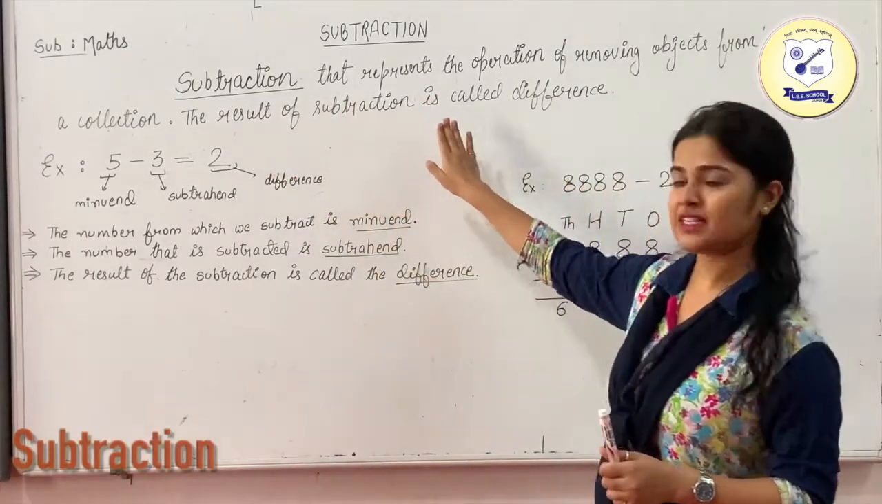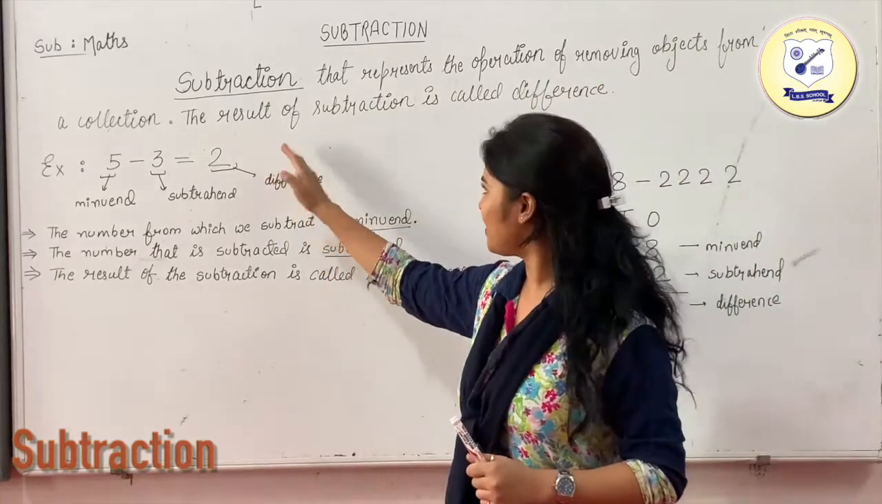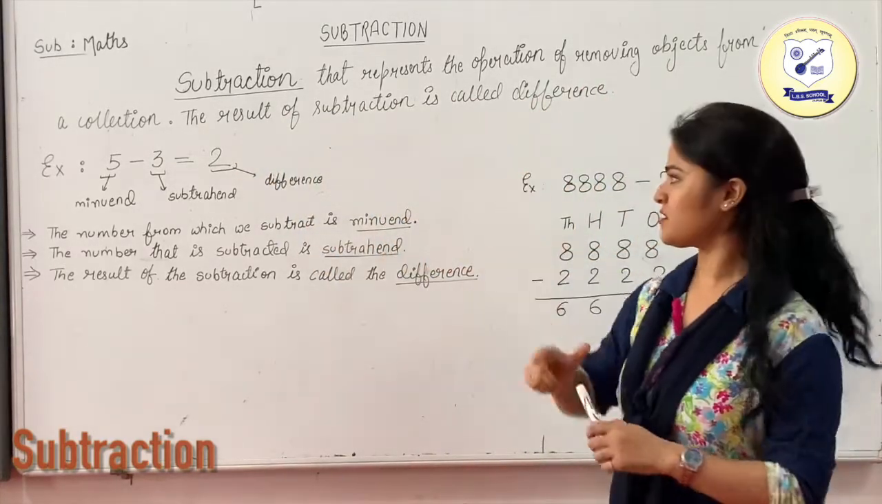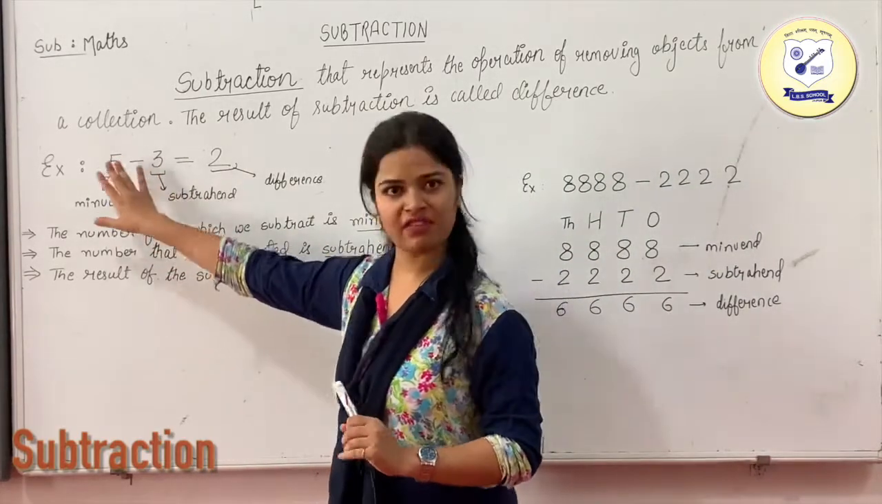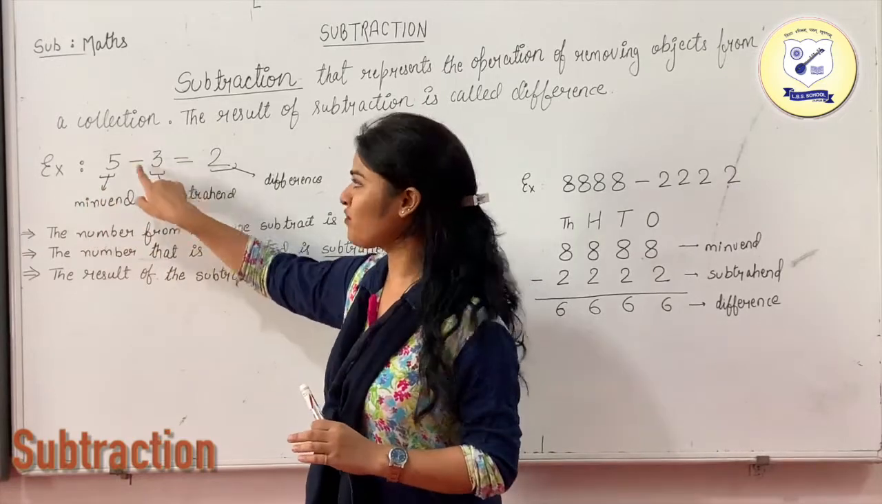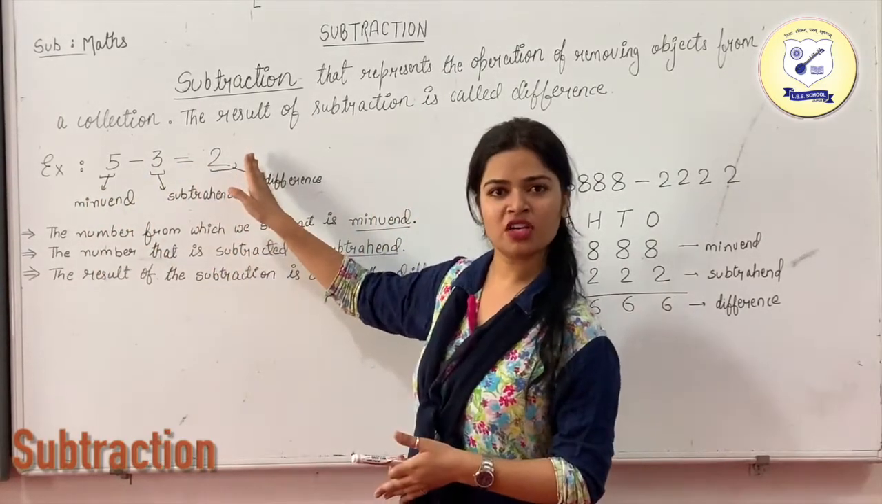Subtraction represents the operation of removing objects from a collection. The result of subtraction is called the difference. Now we have an example, 5 minus 3. Suppose we have 5 chocolates with us and we have removed 3 chocolates from it. So how many chocolates will remain with us?